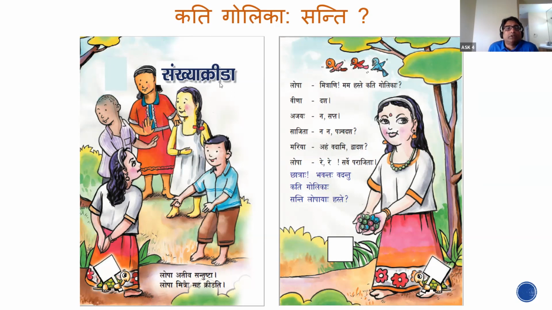Sankhya Krida. The play of Sankhya. Krida is play. Okay. Lopa. Lopa Ativa Santushta. Ativa means very much. Ativa Santushta Asti. This is another thing in Sanskritam. There are verbs which will be Adhyahrutam. That's the technical word. It means it is hidden. It need not be used. That is more common in Sanskritam than in other languages. Other languages also sometimes have it, you might have noticed. But in Sanskritam, many of them will be understood, so it will not be there. Actually, Lopa Ativa Santushta Asti.